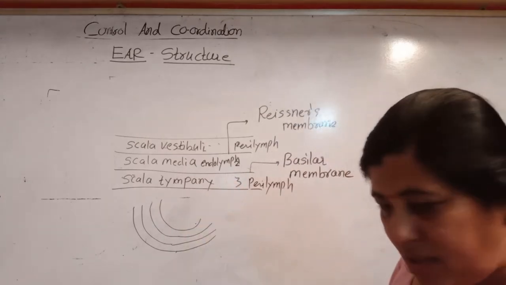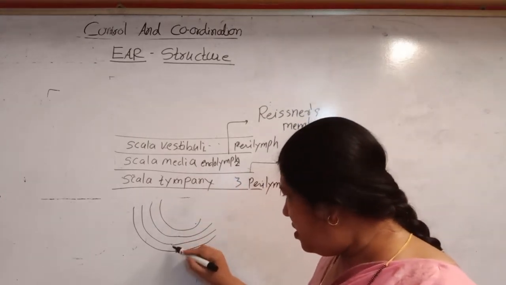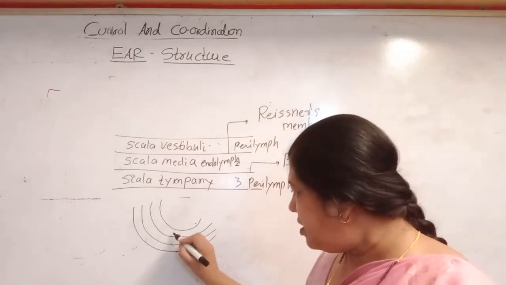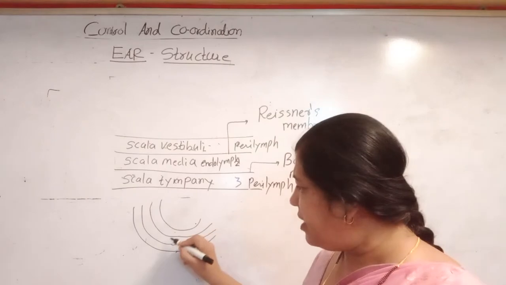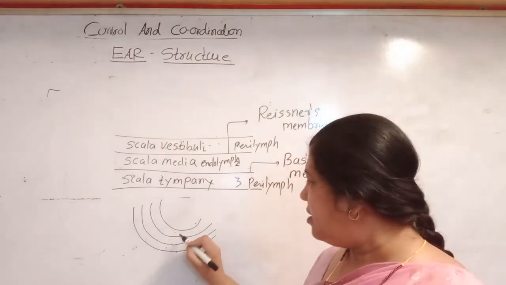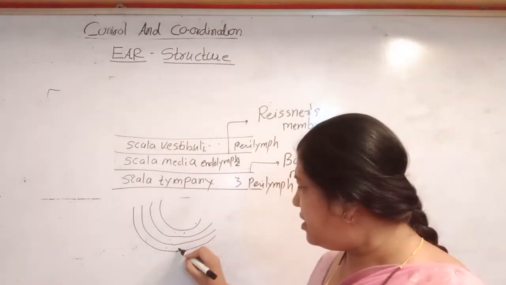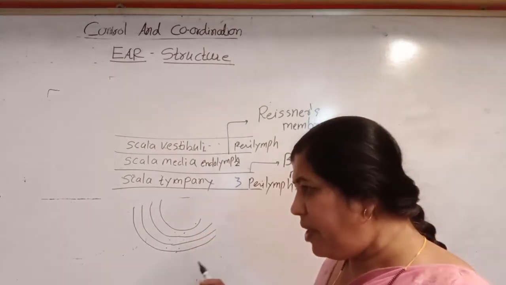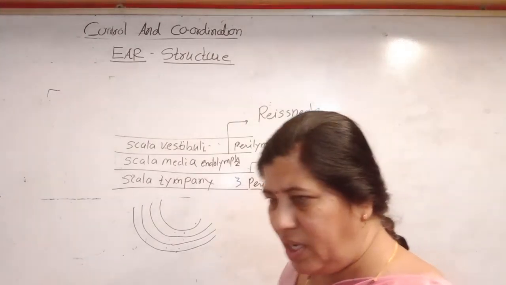Coiled structure, and internally it consists of two membranes and three chambers. This is scala vestibuli. This is scala media. This is scala tympani, and scala vestibuli and scala tympani are filled with perilymph, and scala media is filled with endolymph. Any difficulty?